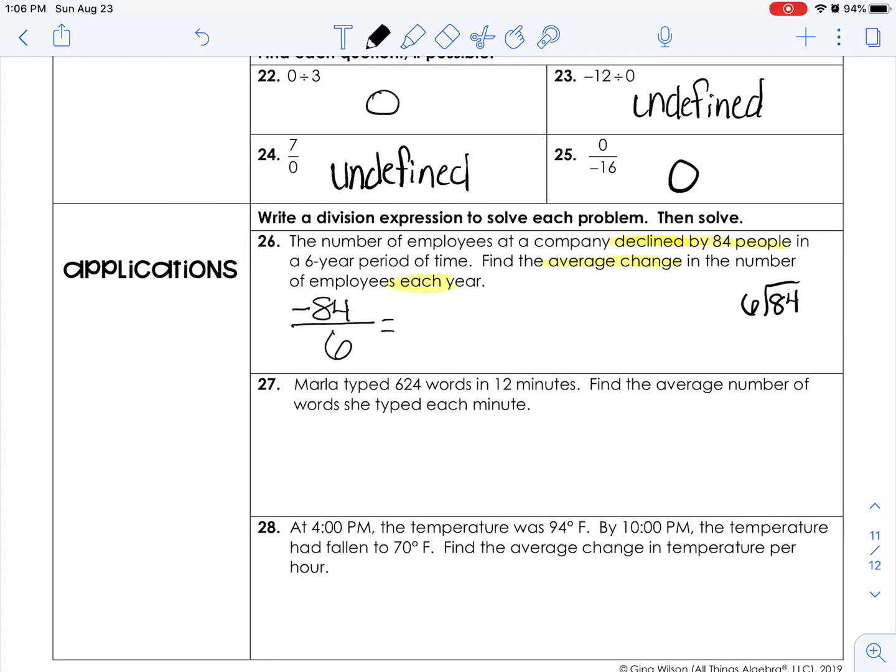You come over here to the side and do a little long division. And we see that that results in 14. But since we have a negative integer in there, we need to remember our rule. A negative divided by a positive, two different signs, results in a negative answer. So negative 14 employees each year. So that negative is telling us it's going down by 14 employees each year.